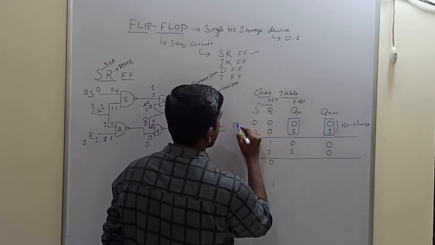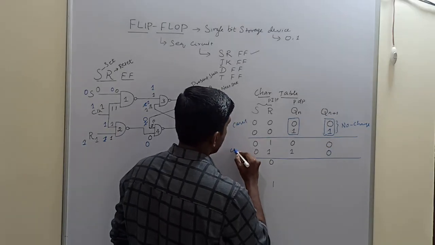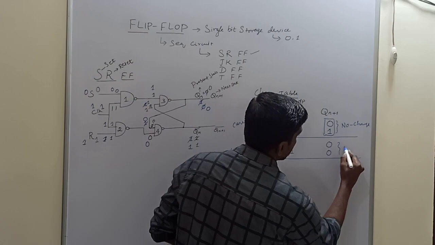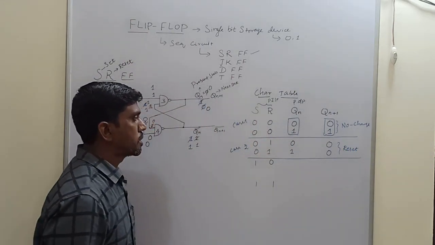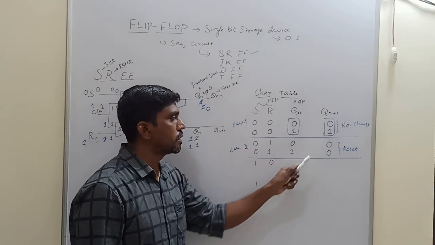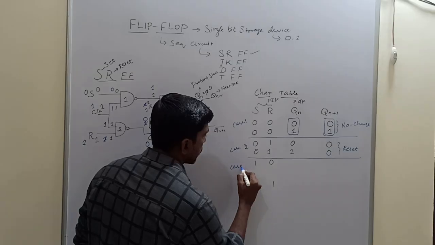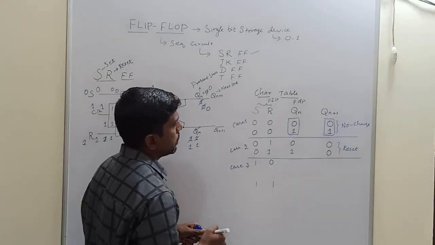So this is the case 1. So case 1, it's no change. Case 2, reset. So next state is reset. So both the conditions, the result is 0, 0. Then case 3. So S value 1, R value 0.